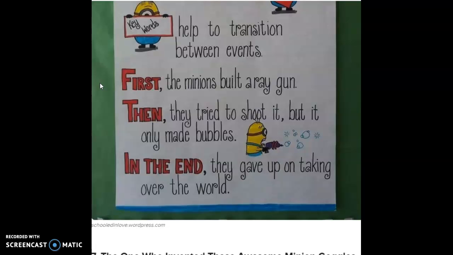So when we're sequencing, we want to make sure that we're not putting the event that happened in the middle of the story at the beginning, or the event that happened at the beginning of the story at the end. We want to make it flow and make sure it makes sense. For example, it wouldn't make sense for us to say, in the end, they gave up on taking over the world. Then they tried to shoot it, but it only made bubbles. First, the minions built a ray gun. We want to make sure that our sequence is telling the order in which these things happened.